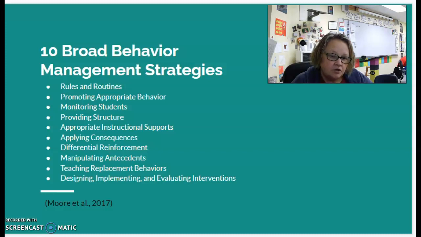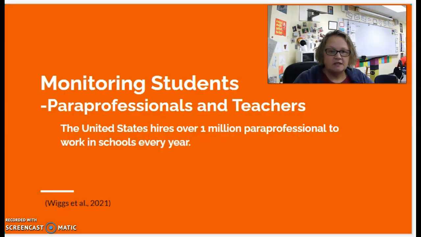So out of these 10 strategies that are research-based, I have chosen to look at monitoring students. As a special education teacher especially, it is important that we are always progress monitoring our students. And since the majority of our students also have behavior concerns in the classroom, being able to look at that data and having those strategies to monitor students is extremely important. So we're going to look at what the issues are with monitoring students, and we're going to look at how both paraprofessionals and teachers can work together in order to make that monitoring happen in the classroom.